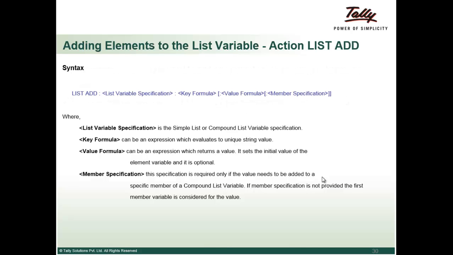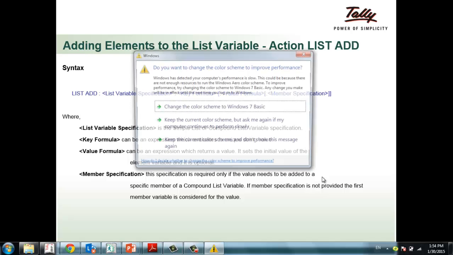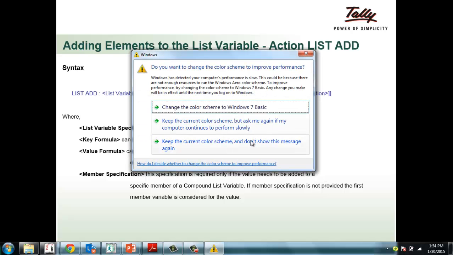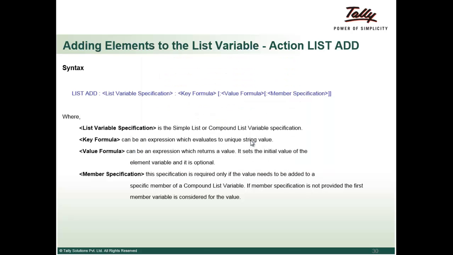So going to the syntax of the list action list add, we have the syntax saying list add colon the list variable specification which you have to give, and then you need to give the key which you want to use to add this particular element, and then you can specify the value which you want to set for that particular element, and you can also specify for which member you're adding the value. The value and the member specification, both are optional.